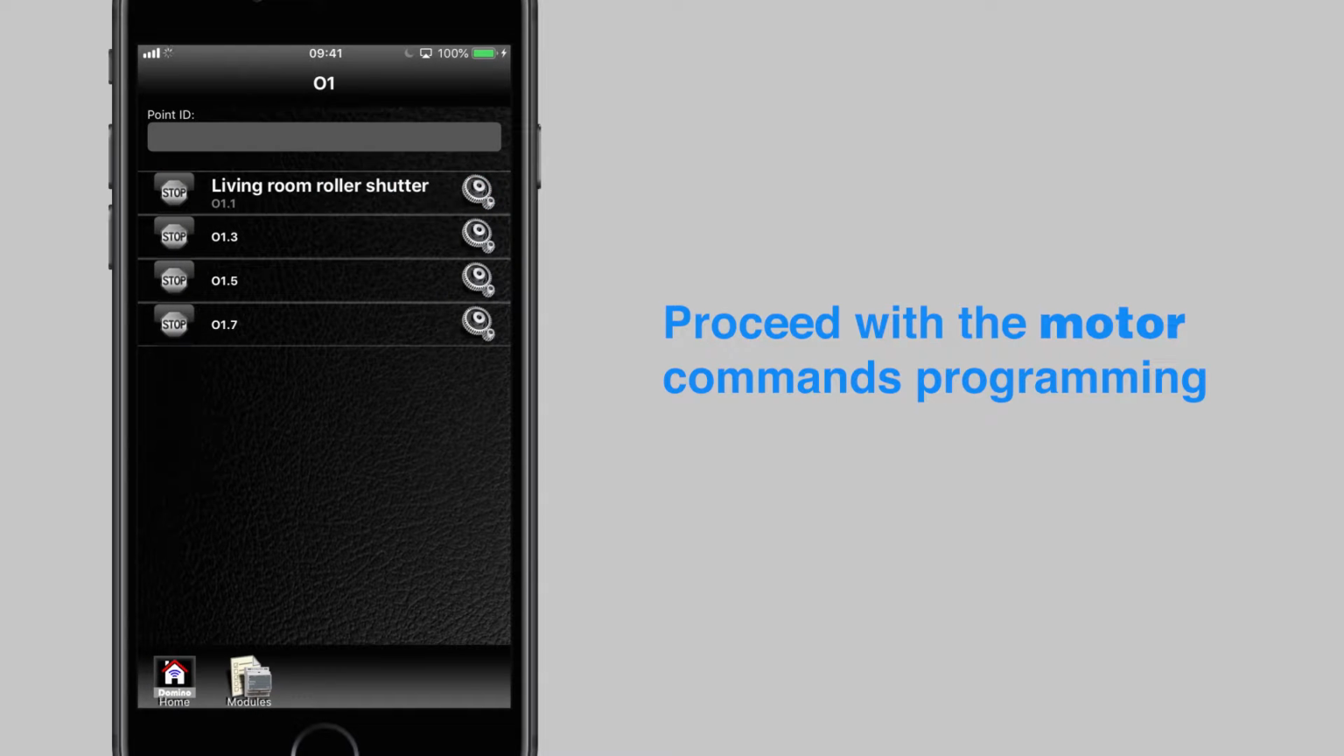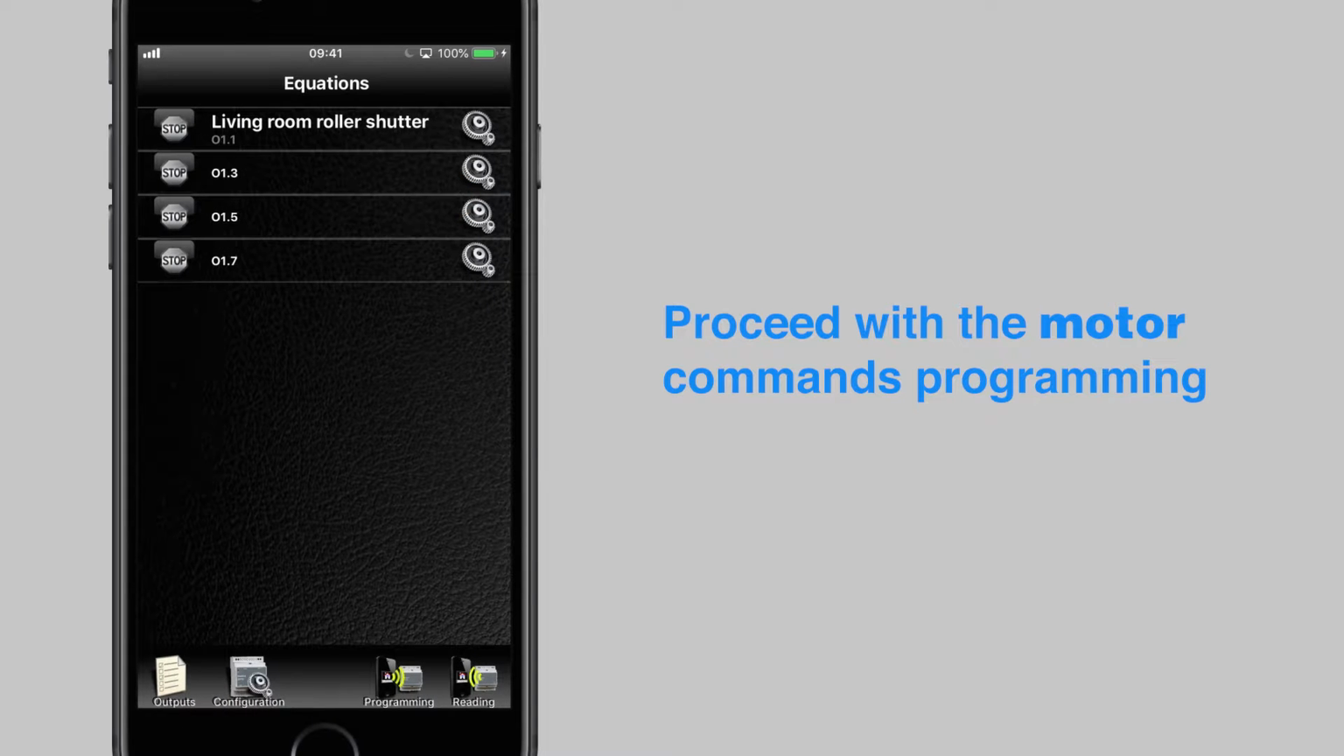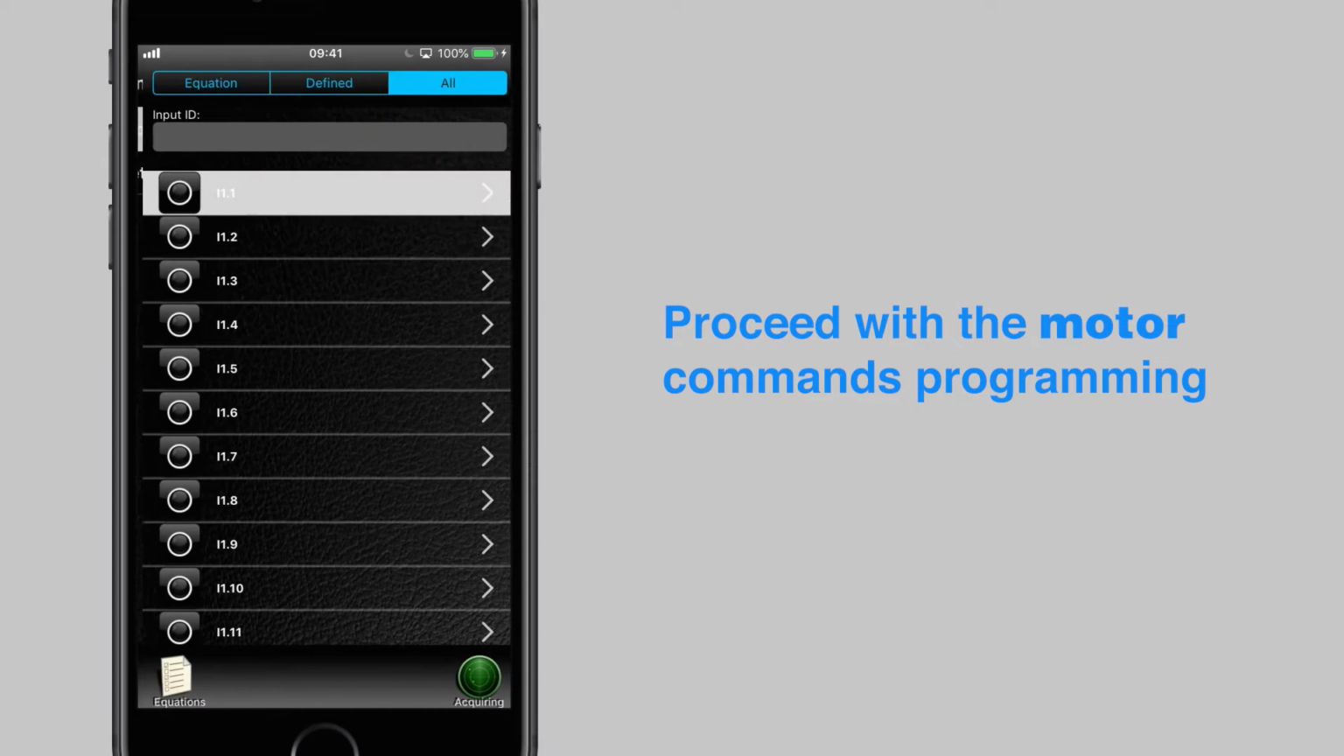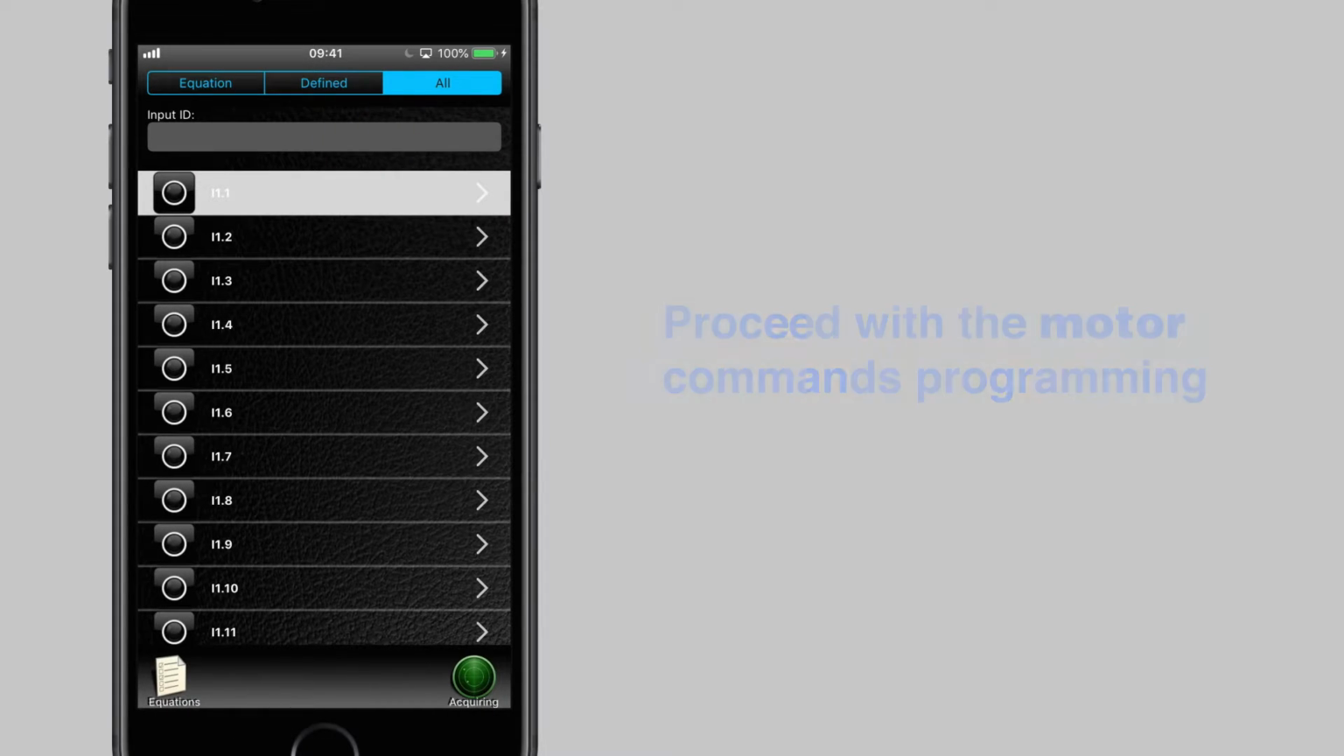Press the settings icon on the right of the output that you want to set. Press the settings icon. The list of the available options will appear. In this case, only the engine function. By pressing on motor, the input points will appear.